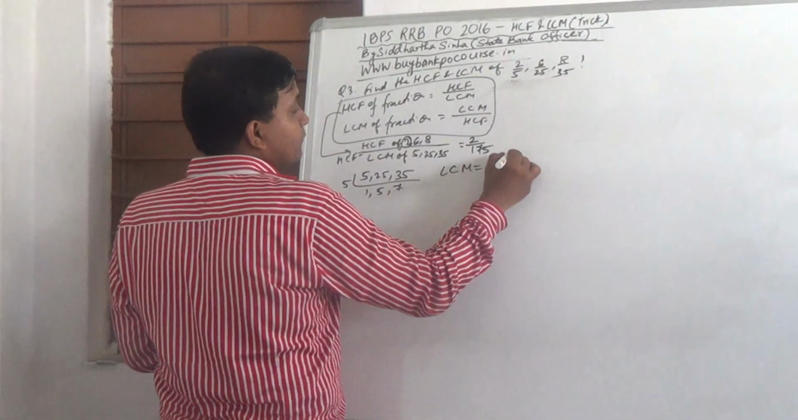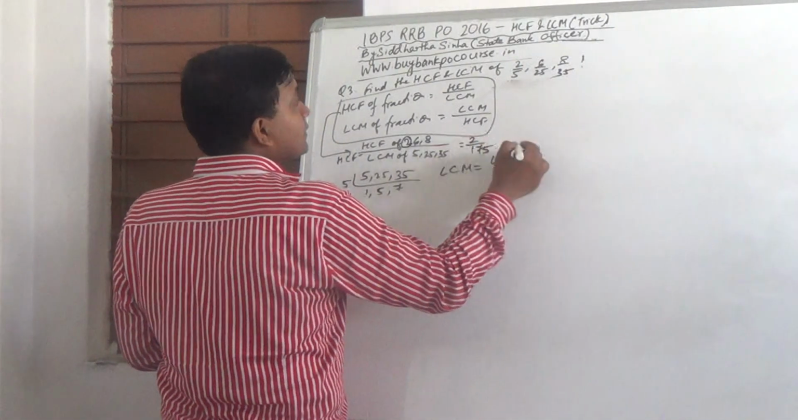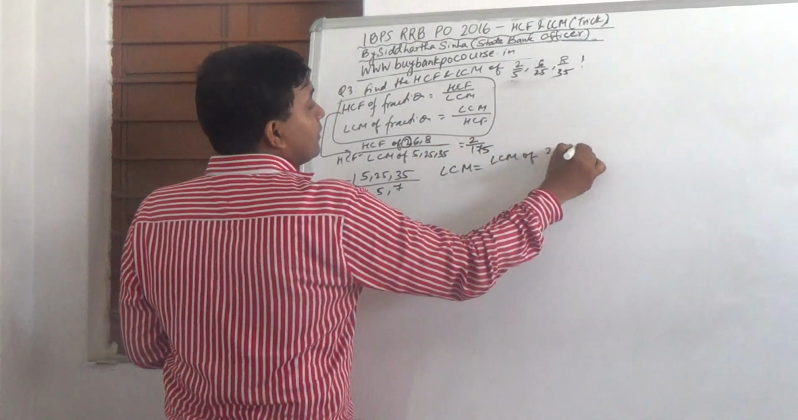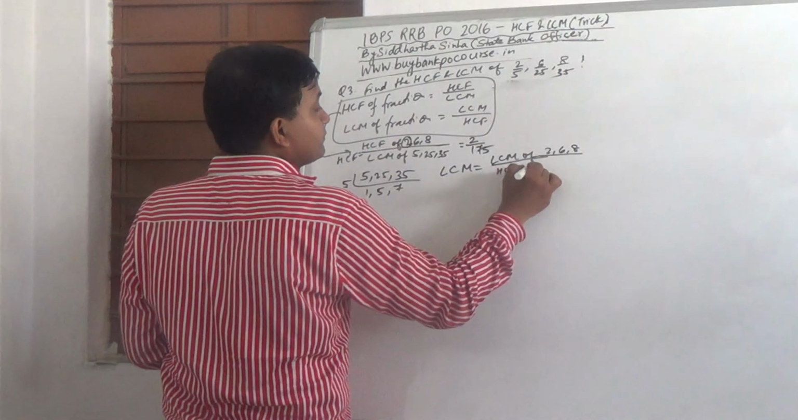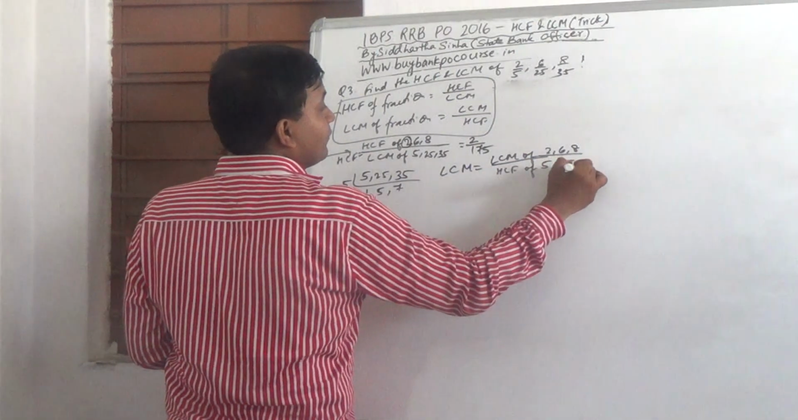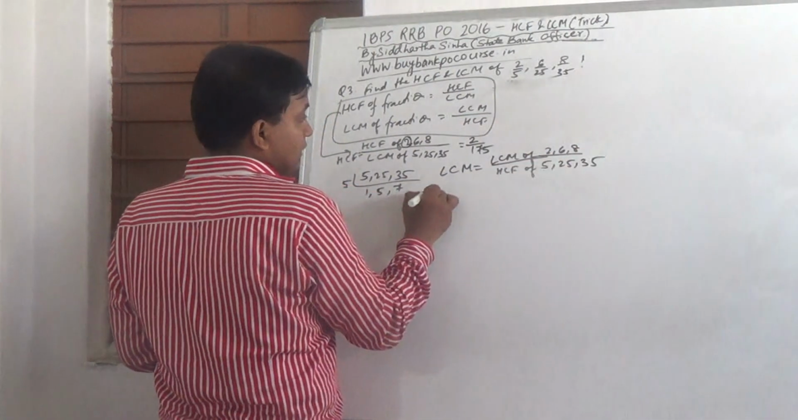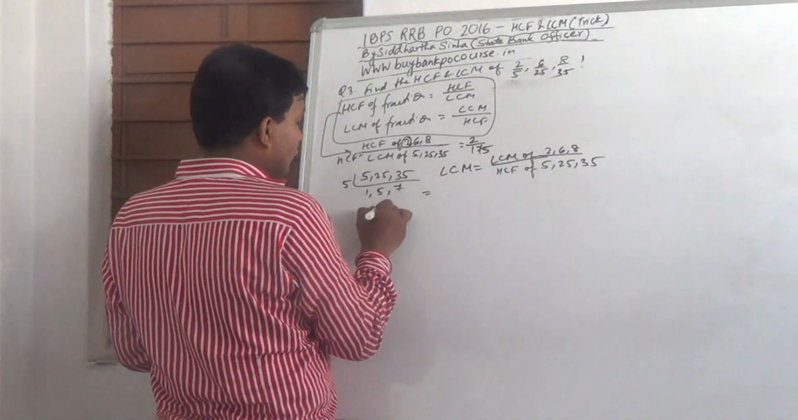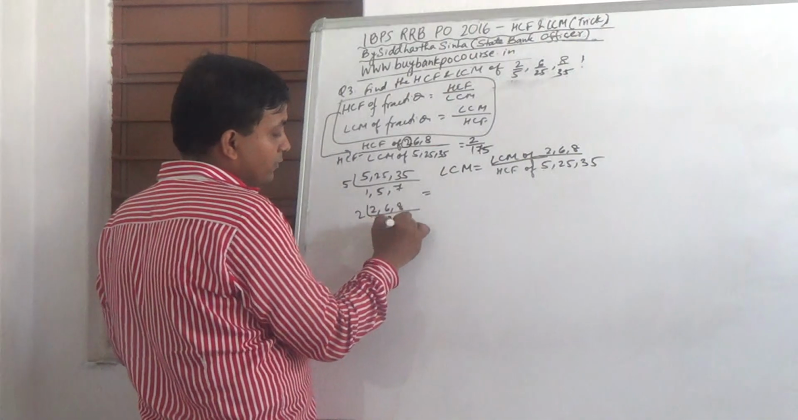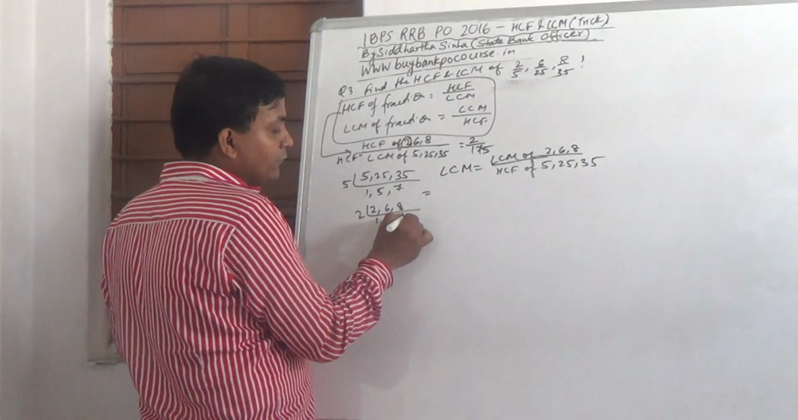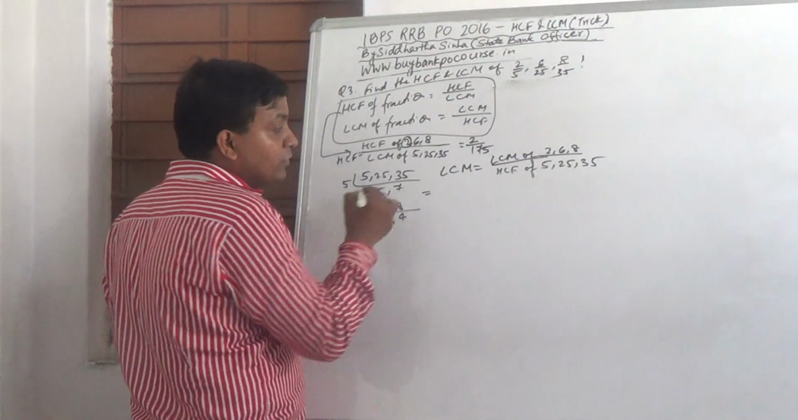Now come to the LCM part. So LCM of 2, 6, 8 divided by SCF of 5, 25 and 35. So LCM will be of 2, 6, 8. Take an LCM: 2 times 3 times 4. 2 multiplied by 4 is 8. 8 multiplied by 3 is 24.